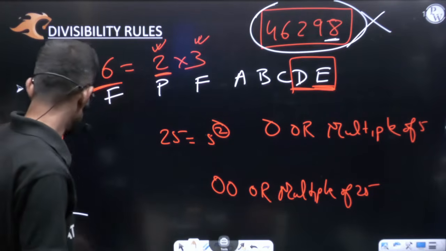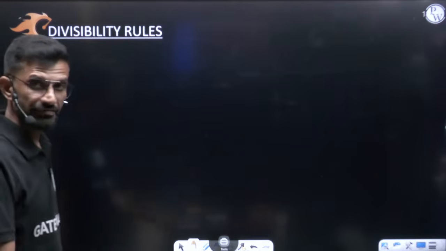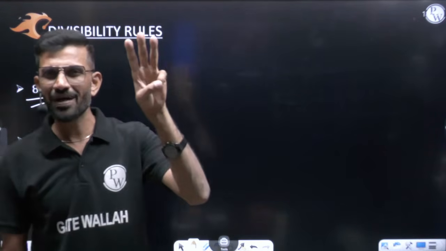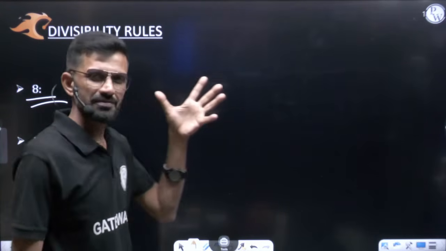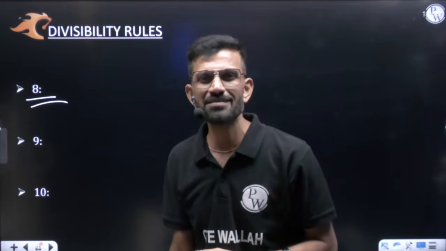Okay, moving further. Divisibility rule for 8. What is the divisibility rule of 8? Already we have discussed, it can be written as 2 power 3. So for any given number, the last 3 digits should be 0, 0, 0, or else the number formed by the last 3 digits should be divisible by 8. Divisibility rule of 9: sum of the digits. If the sum of the digits is divisible by 9, then the given number is divisible by 9.